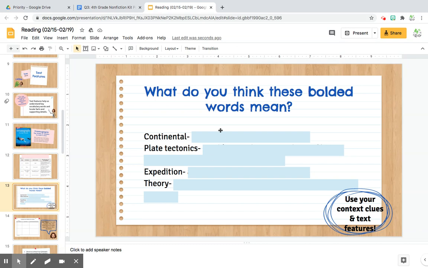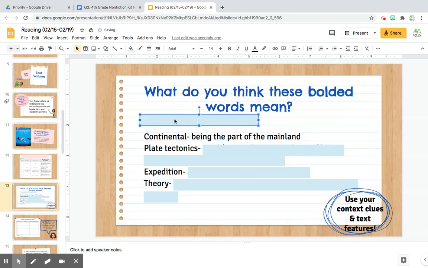All right, one more thing, because those were some text features, but you know, these bolded words here, let's go back and review. What do you think these words now mean? Now, we obviously can look these up in our glossary. We know that. But what have we learned about continental? Now, we may have already learned about this in science, too. And if we're looking at it, we know that continental means being a part of that main land. Now, remember, friends, join us for our Zoom so you can actually see this being used in context.